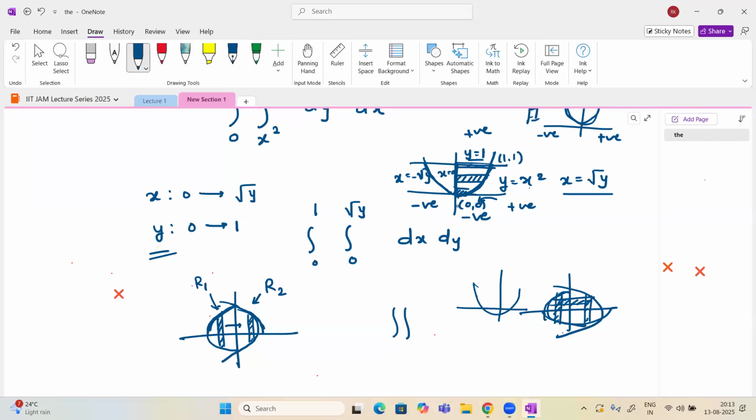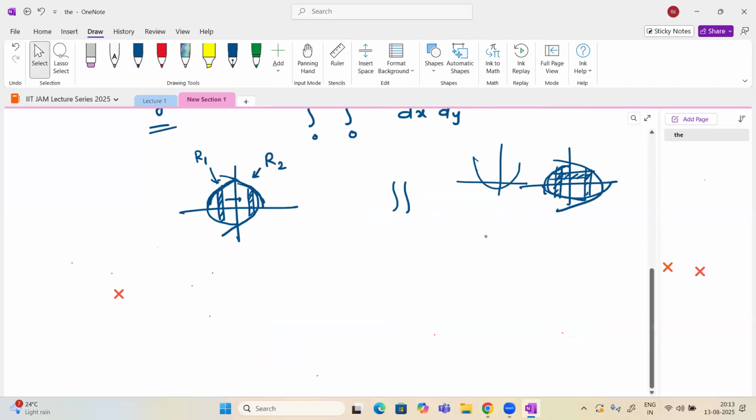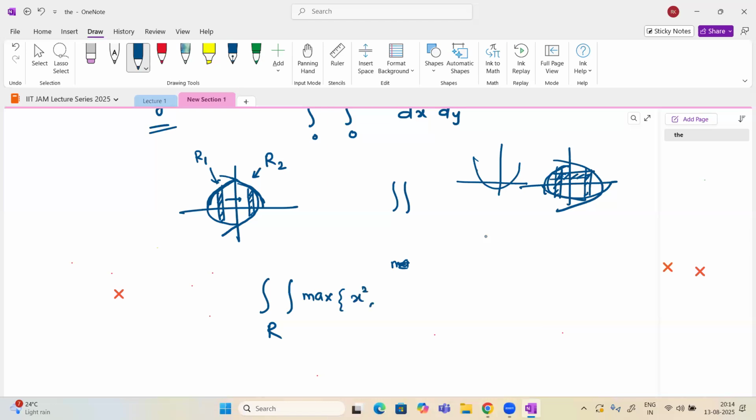Sir, if I am given a region, double integral over R of the maximum of two functions, how could I find the maximum function? Through the range, or how could I find it? Maximum function means curve, or function? So double integral over R, maximum of x square and 2x, would I take 2x as the maximum function or x square as the maximum function, sir? Okay, inside the integration you have the maximum, right? Yes, sir, x square and 2x.